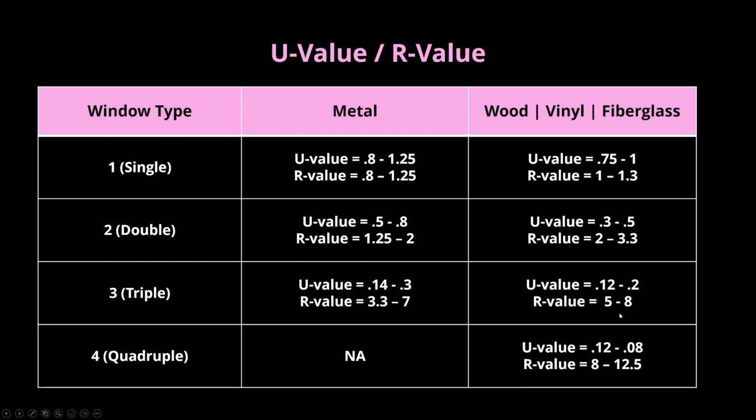And then you can get really high performance windows up to R8 in triple pane windows. And if you're going super, super high performance, maybe you're up in Alaska, you can add a 4th pane of glass and get R values up to R12, which is amazing for a window assembly. So that's the summary when it comes to U values as it relates to windows.